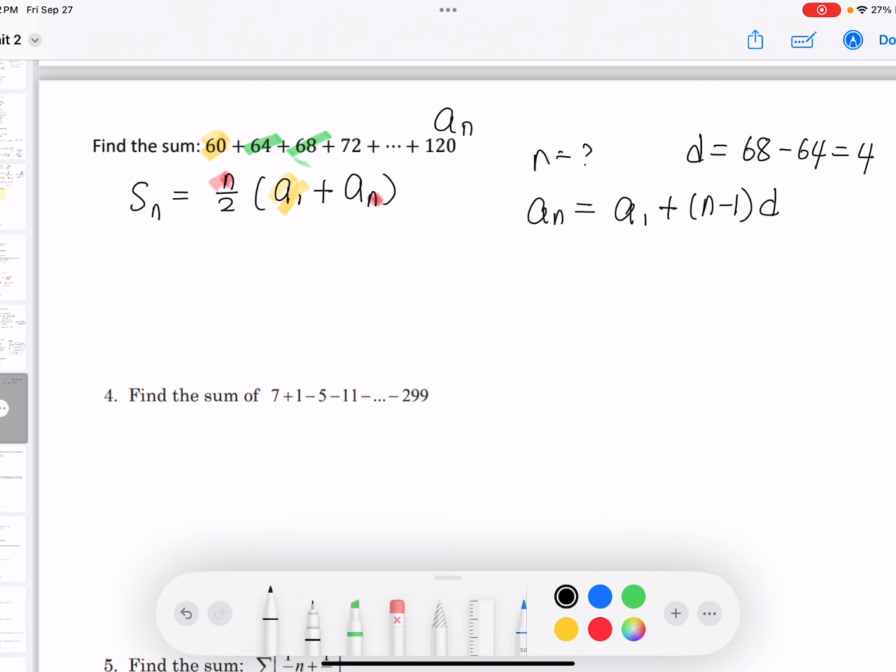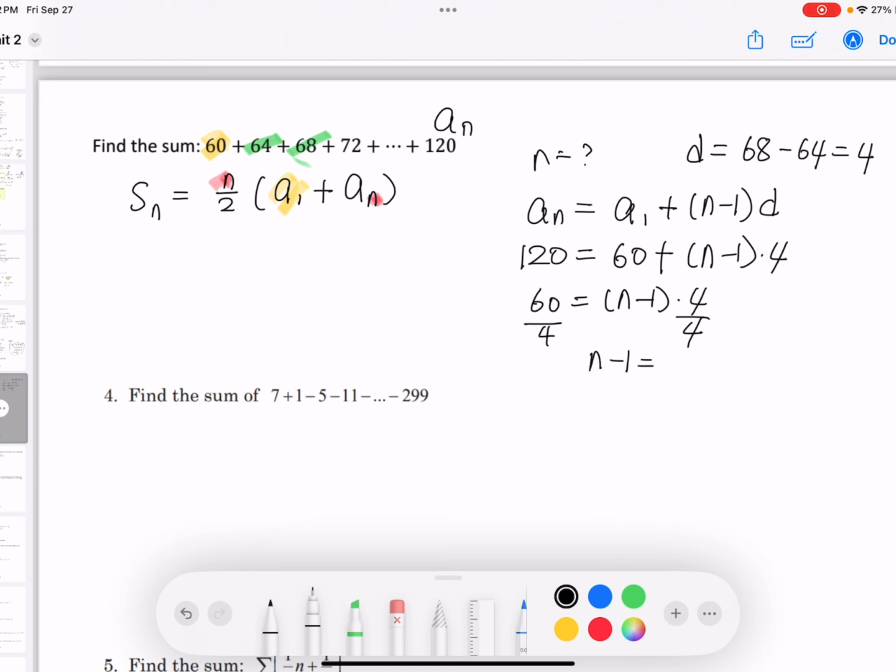So we're going to have a sub n, 120, is equal to 60 plus n minus 1 times 4. I'm looking for the n. So let's solve for the n. We can minus 60 both sides. We have 60 is equal to n minus 1 times 4, divided by 4 both sides. So here we got 15. n minus 1 is equal to 15, and plus 1 both sides. n is equal to 16.